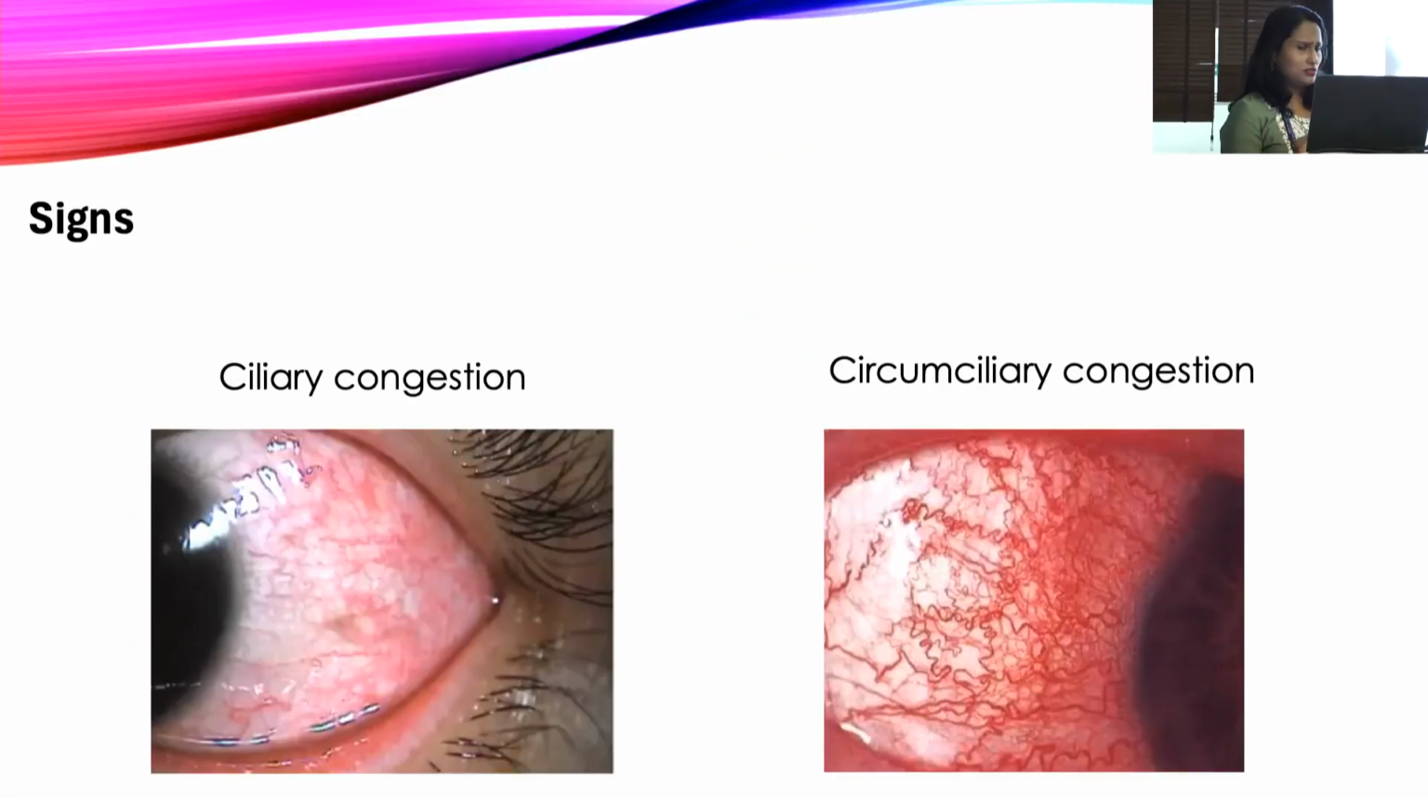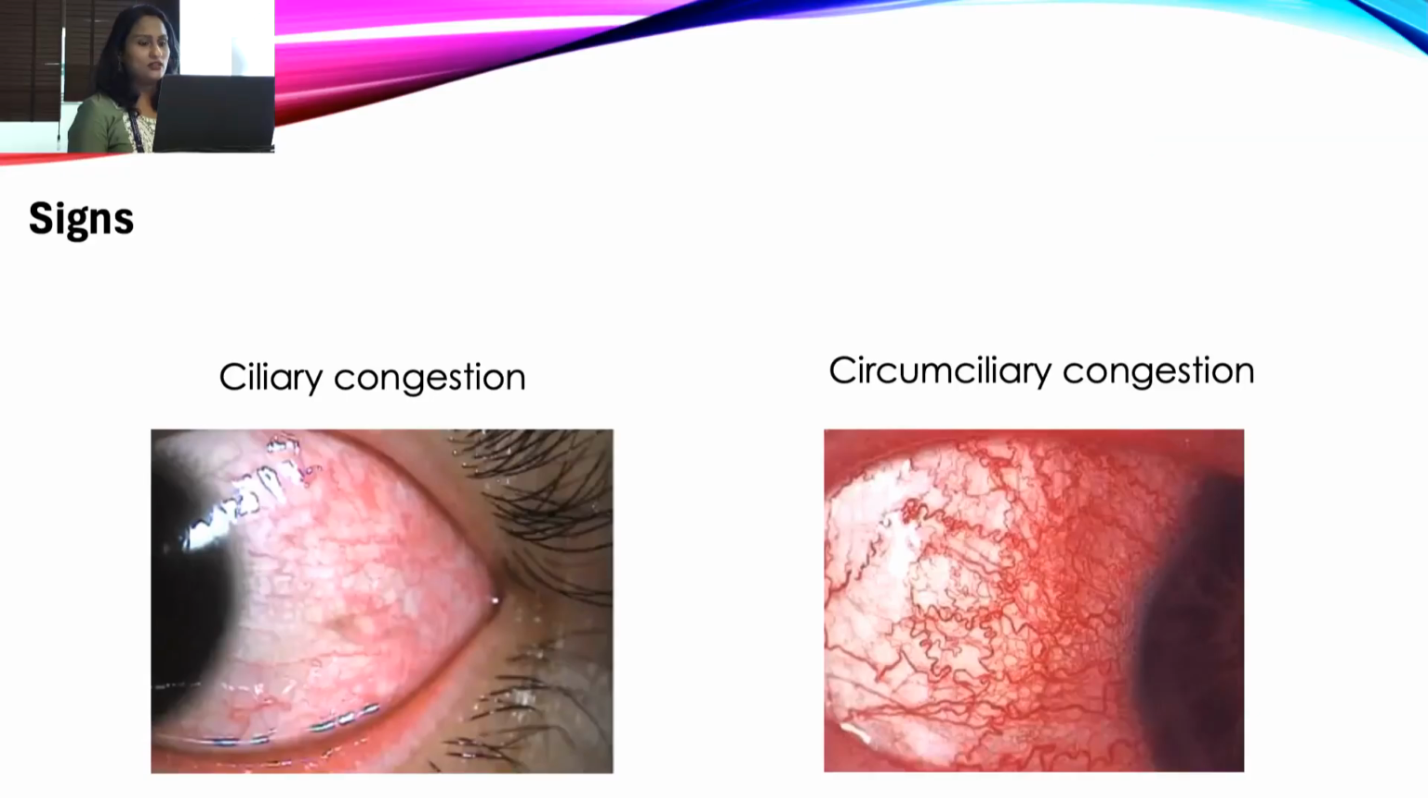Now, just a quick walkthrough of the signs. Ciliary congestion and circumciliary congestion, we all know how to differentiate. Ciliary congestion is mainly in the palpebral area. The caliber will increase towards the periphery, and if we put topical phenylephrine, it will disappear, unlike the circumciliary congestion.